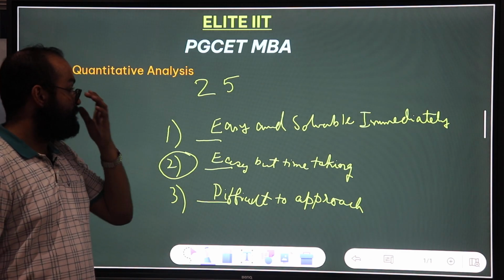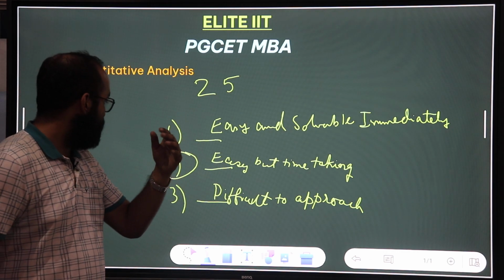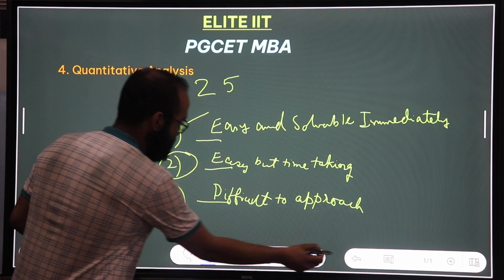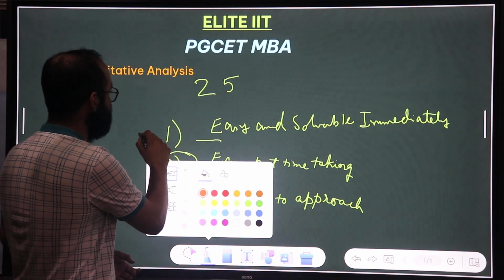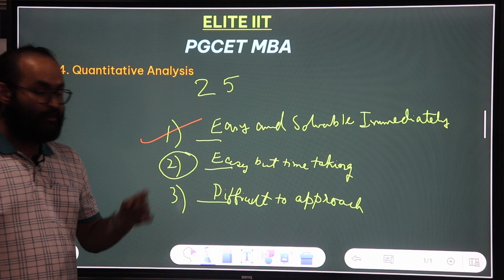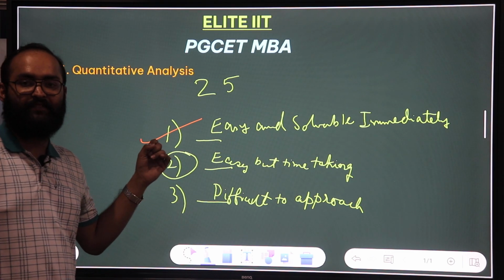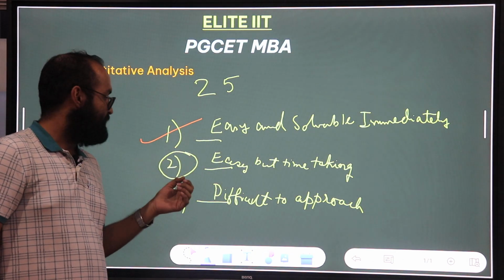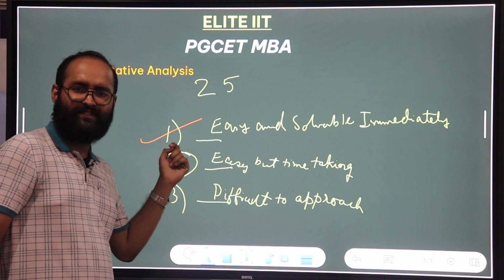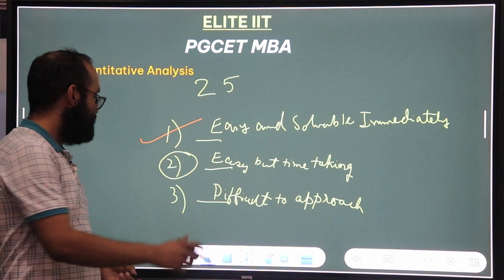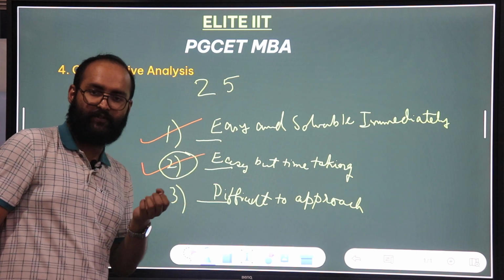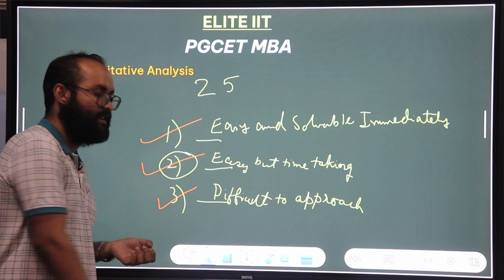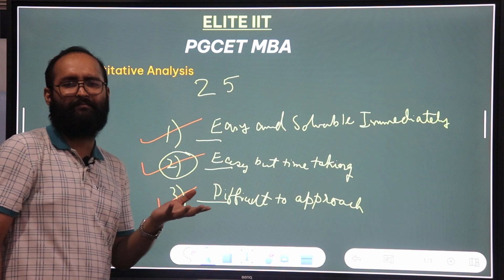So after you have gone through all the 25 questions once, and you have solved all these easy and solvable questions, then go for those questions which were easy but would have taken some time, that you marked for review later. Now go for these second category questions, solve them, and finally, if you see you have got time left, then you will go for the third category, the ones that are difficult to approach, that you couldn't think of any method for, isn't it?